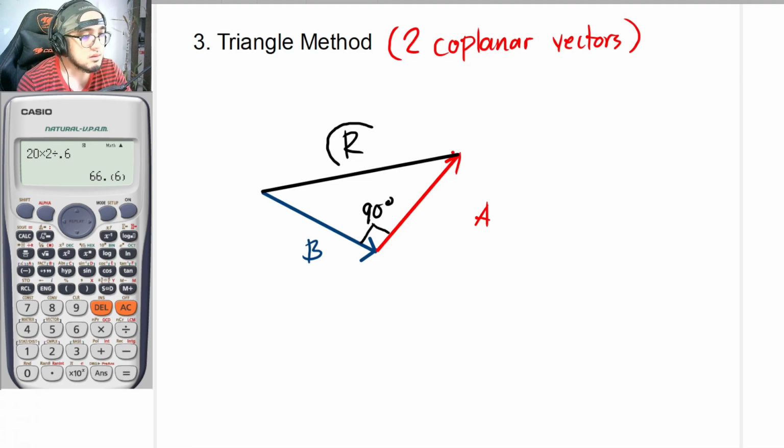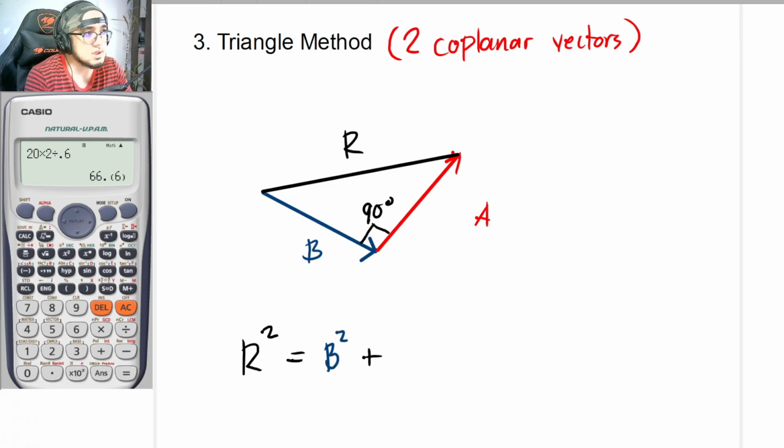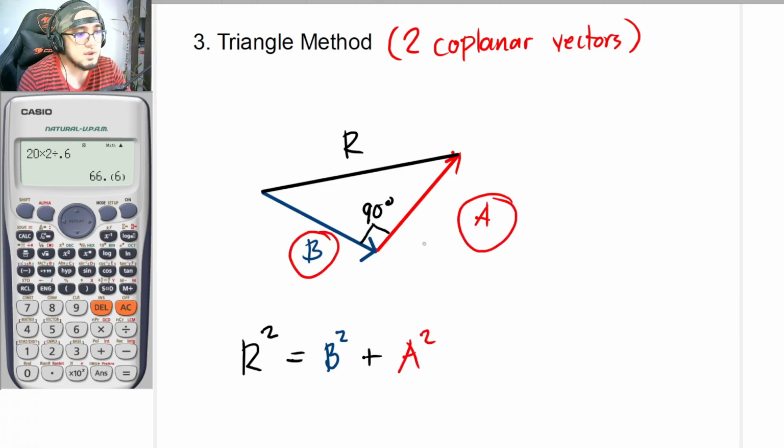So for you to get the value of R, you can make use of Pythagorean theorem. So from your Pythagorean theorem, the square of your hypotenuse is equal to the sum of the square of the two sides. So in this case, R squared is equal to B squared plus A squared. So assuming that you already know both of these values, you can now solve for R.